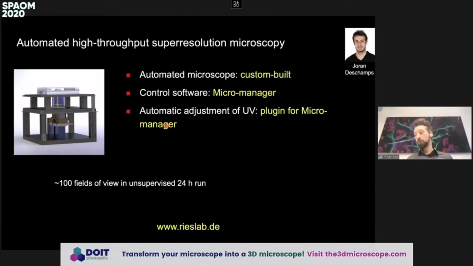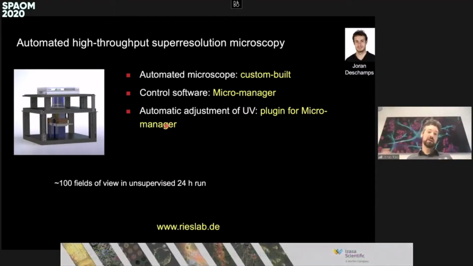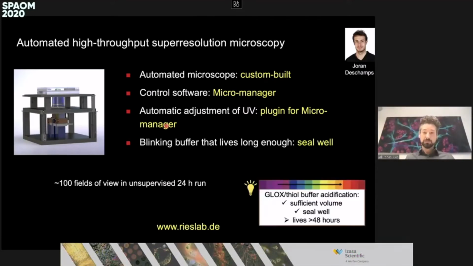And also what is quite useful, not only for this automated high throughput microscopy, but also for any kind of measurements we do, is that this Micromanager plugin automatically adjusts the UV laser power to keep the number of activated localizations constant. Because of this, my people can just put in the sample and they don't have to sit in front of the microscope and adjust the UV laser power. They can just come back a day later and then have hundreds of regions of interest already acquired.